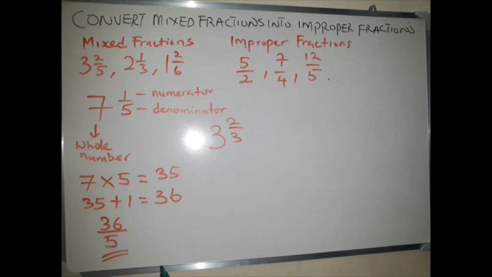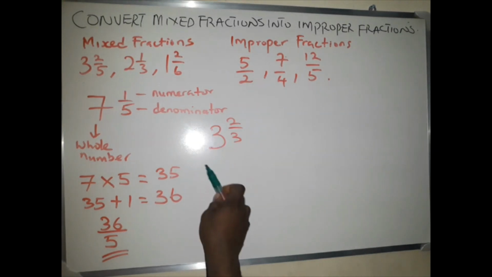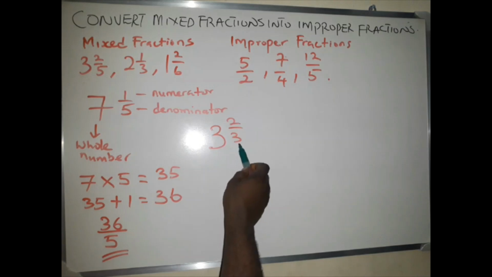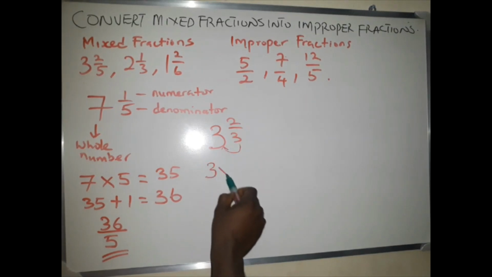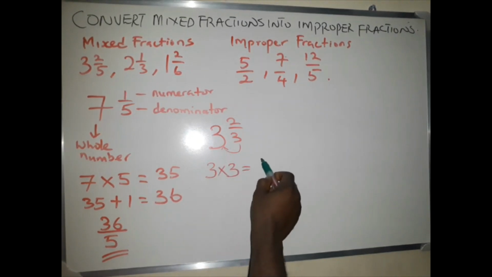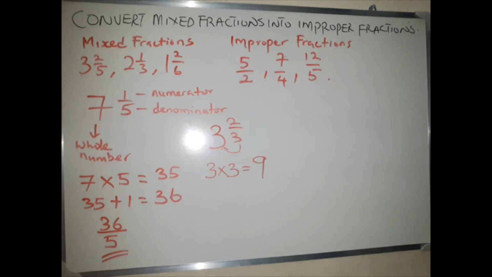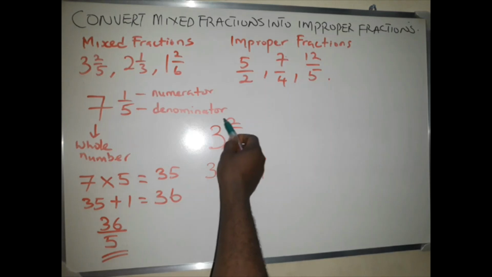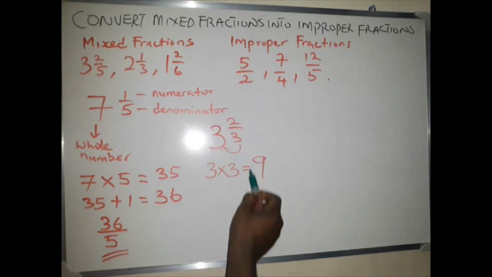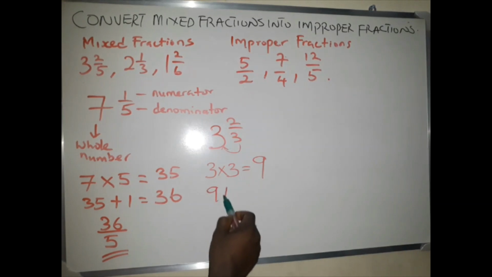So the first thing is to multiply the denominator with this whole number, which is 3 times 3. The result I will get is 9. Then the next thing I do is to add the value of the product obtained to the numerator, and the numerator in this case will be 2.